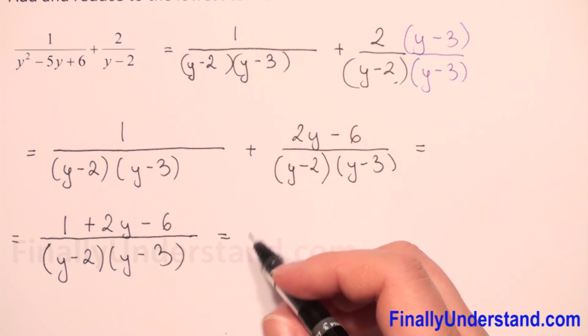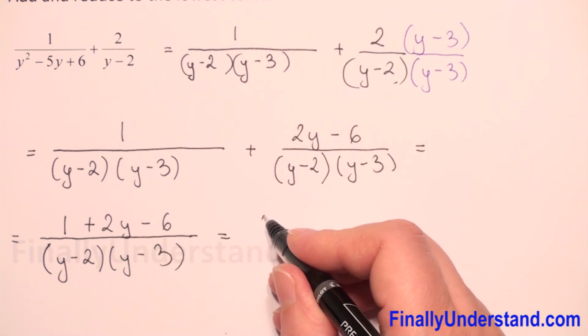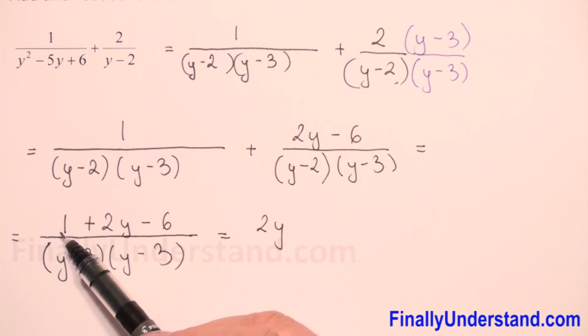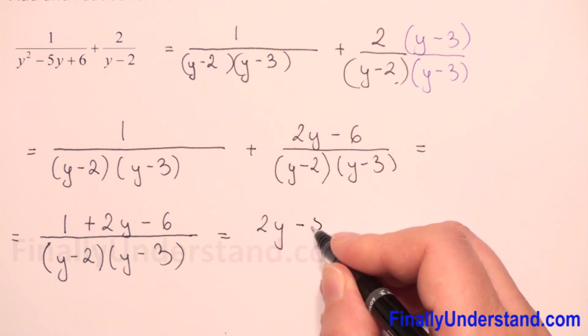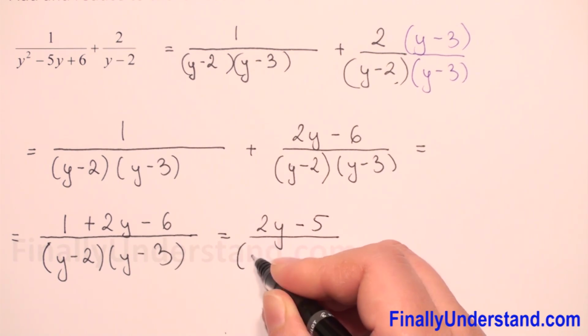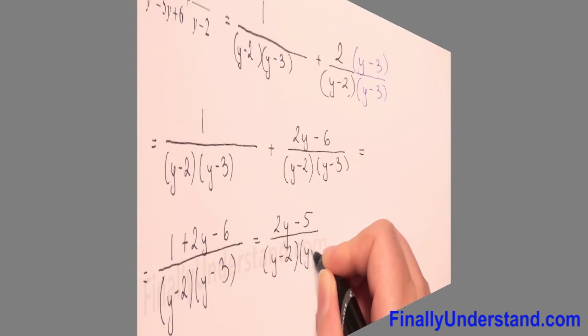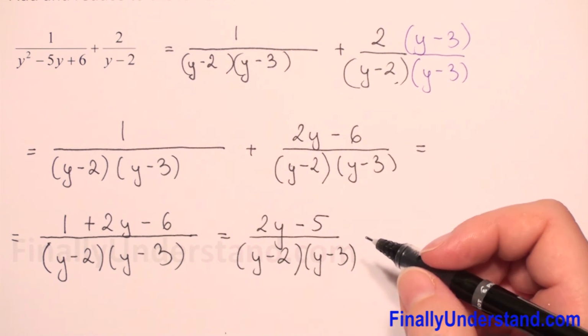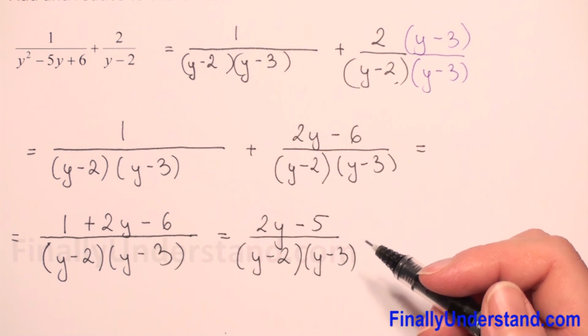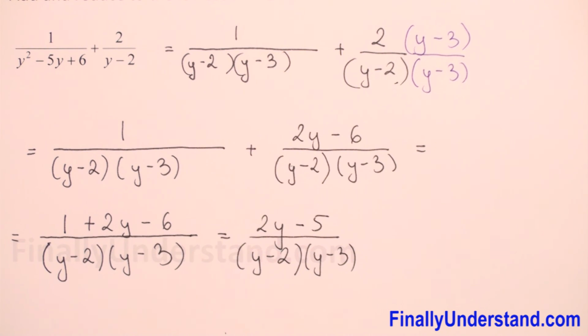So this is equal. Now we have to combine the like terms. 2y I will put first, and negative 6 and positive 1, so it will be negative 5 over y minus 2, y minus 3. Next we can check if we can reduce something. We know that we can reduce when we have multiplication. So first we have to check if we can factorize the numerator. We have 2y minus 5, so we cannot factorize anything here. So this is my solution.